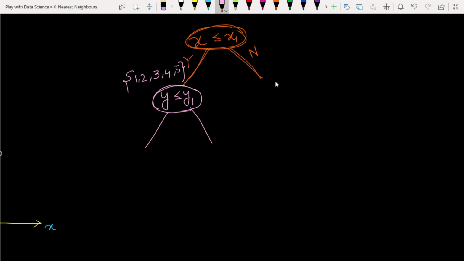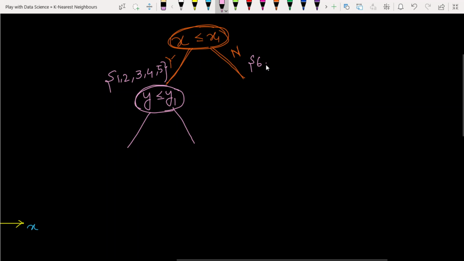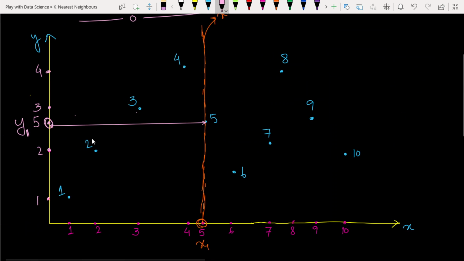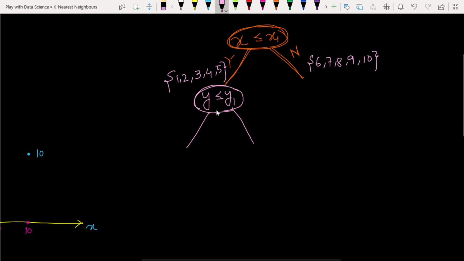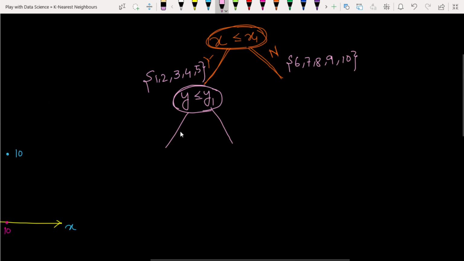And on this side, the point set will be 6, 7, 8, 9, 10. Equal, because I am including 5. Now we reach this one, this is 5. So what will be the less than or equal to y1 value? Just taking y equals y1, this value will be 1, 2, and 5.